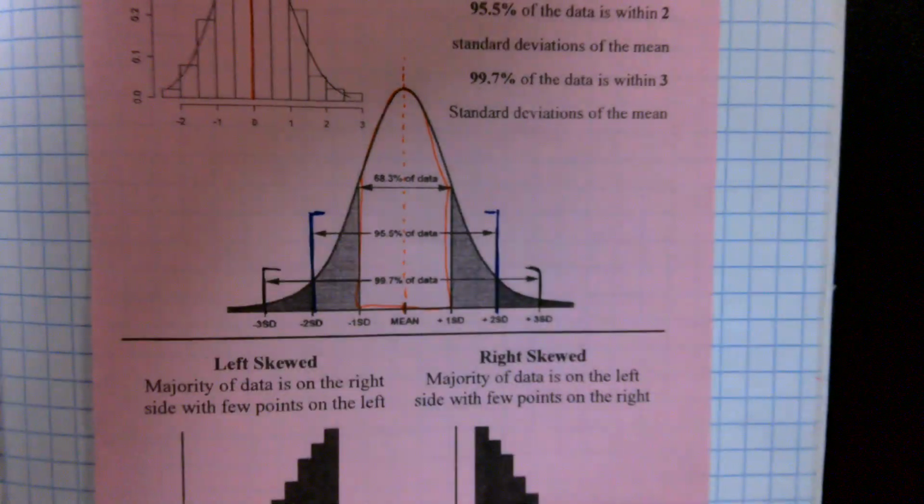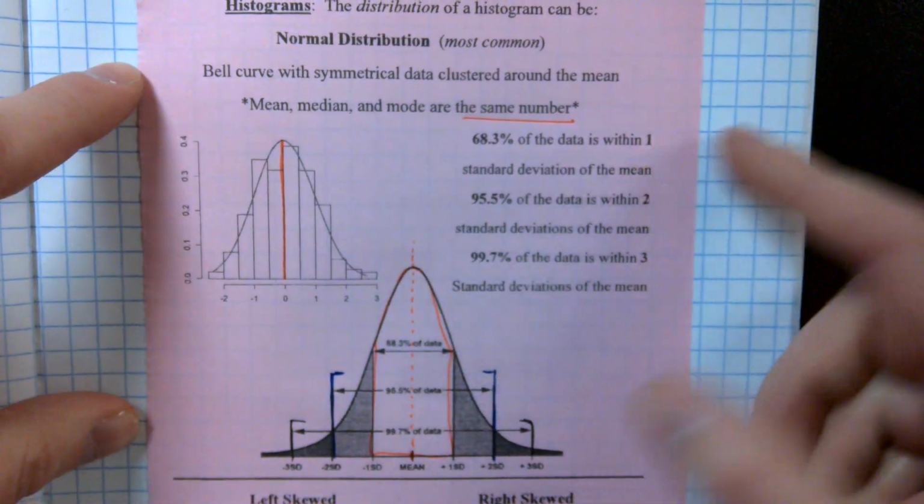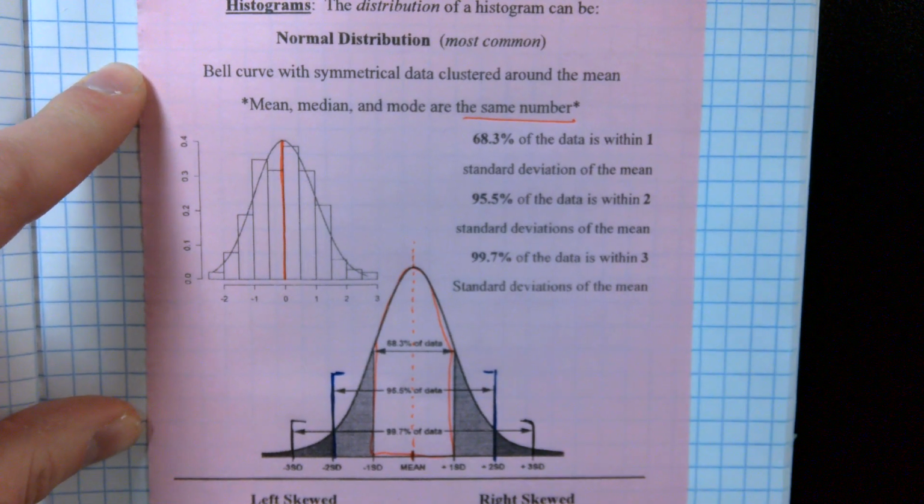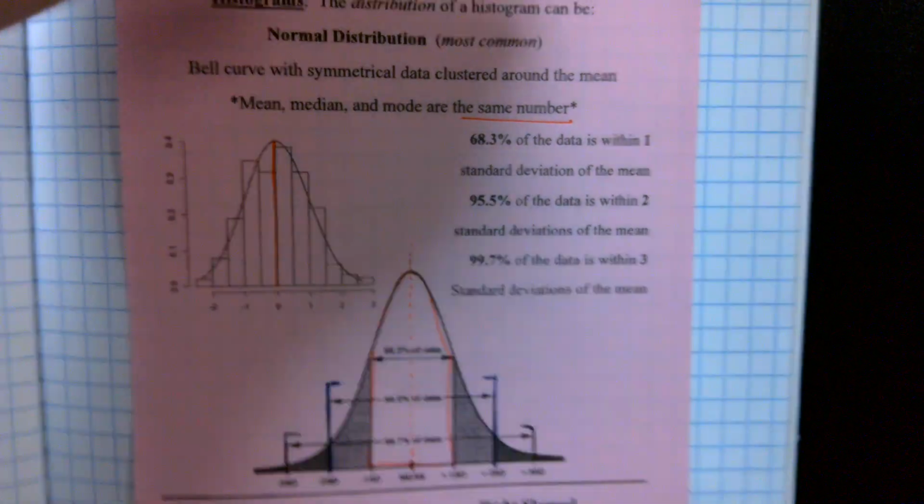Okay? Now, normal distribution, like I said, that's one distribution for histograms. The other two look like this.